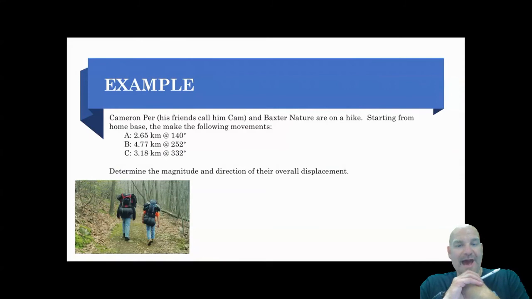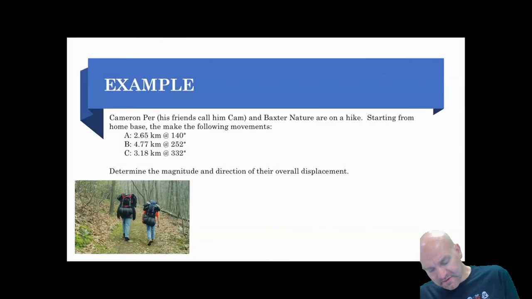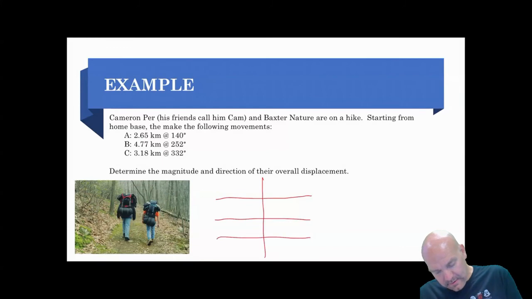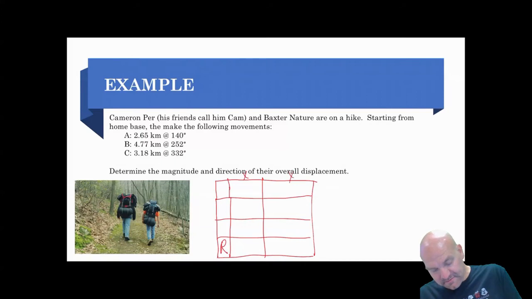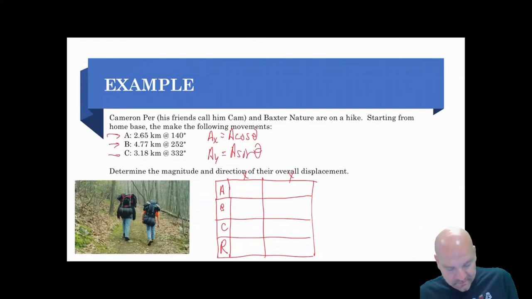Now, here's one where we would add in terms of displacement. When you get something like this, my recommendation is to draw a chart. Basically you have three vectors in this case and the resultant. So there's my resultant. This is my x column. This is my y column. So I get A, B, C. And I'm just going to write that Ax is going to be A cosine theta, Ay is going to be A sine theta. I'm going to do that for each one of these vectors.